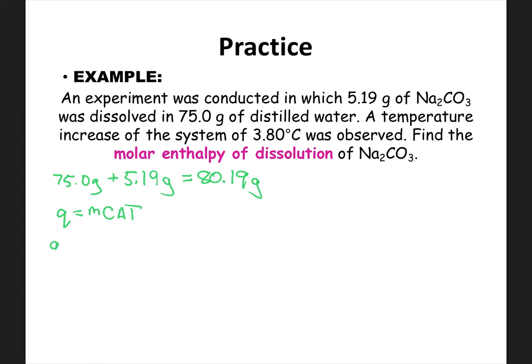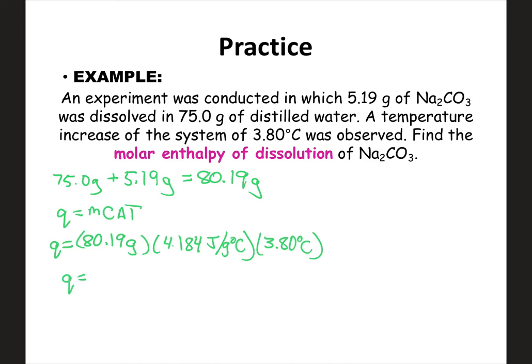So when we plug in here, Q is going to be equal to our mass, which is our total because it's dissolving, so it's 80.19 grams here, times the specific heat. We didn't get any information about specific heat. We're assuming this is going to be the specific heat of water. So we're going to use 4.184 joules per gram degrees Celsius. You do need to know that. Times delta T. Well, they just told us in this problem that the temperature increased by 3.80 degrees Celsius. So essentially that is our temperature change. We don't have to do any actual subtraction here. So we're just going to plug and chug, solve for Q.